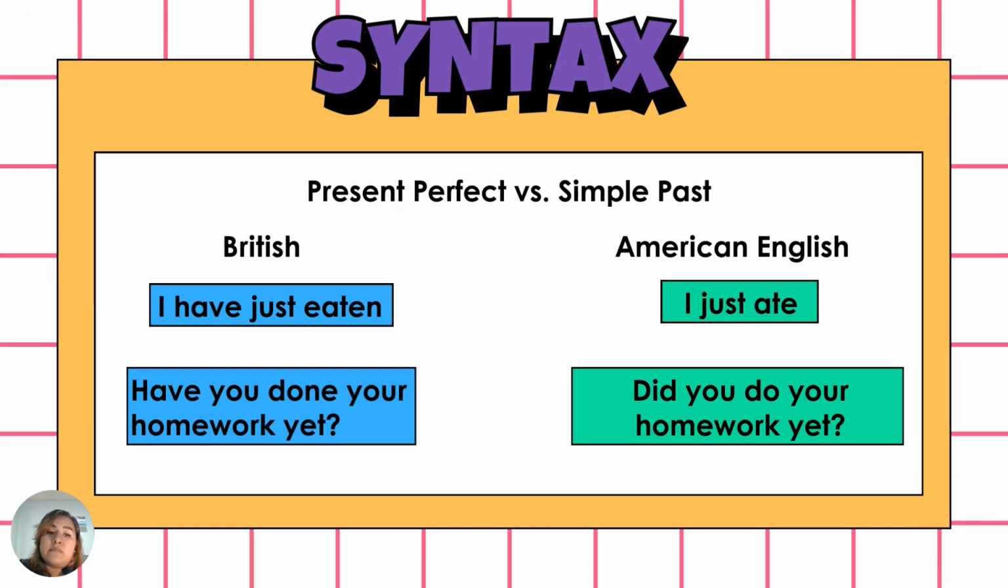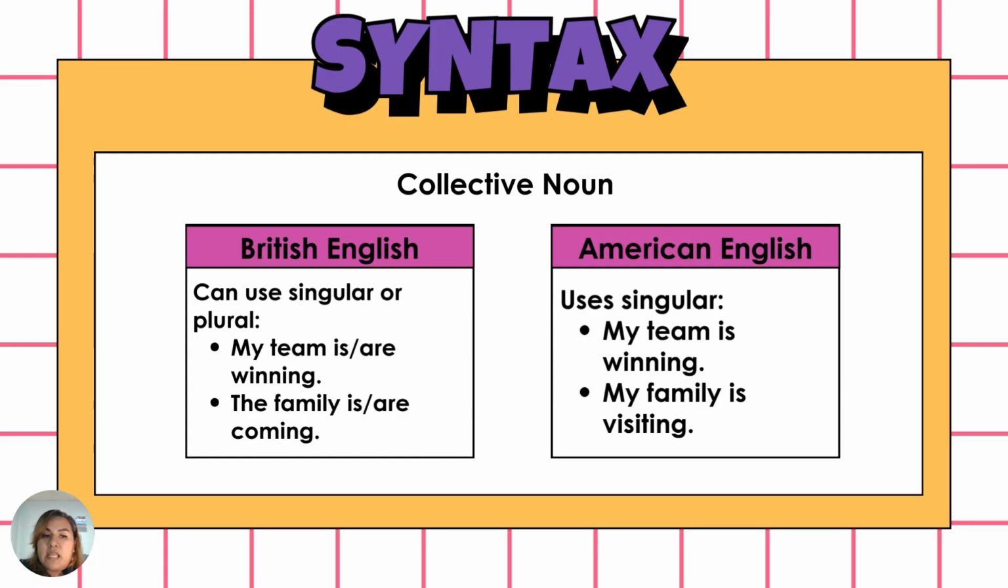For example, present perfect versus simple past. In British, I have just eaten. In American, I just ate. In British, have you done your homework yet? In American, did you do your homework yet? Collective nouns: British English can use singular or plural. For example, my team is or are winning, my family is or are coming. In America, we use singular: my team is winning, my family is coming.